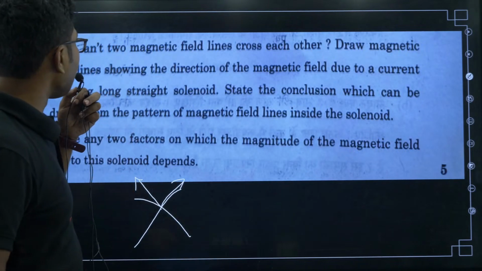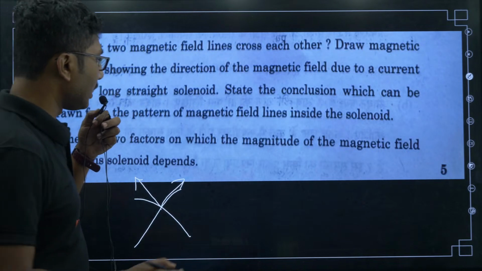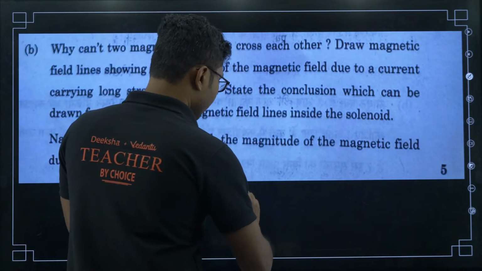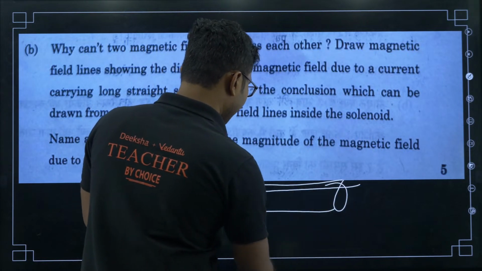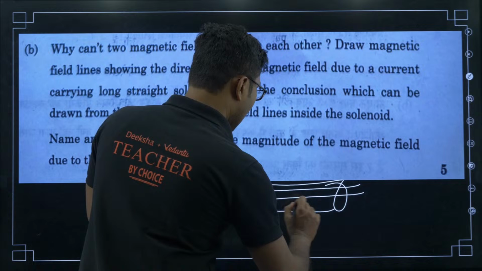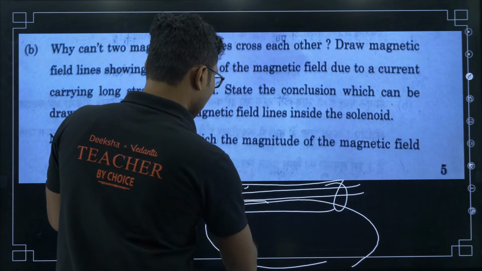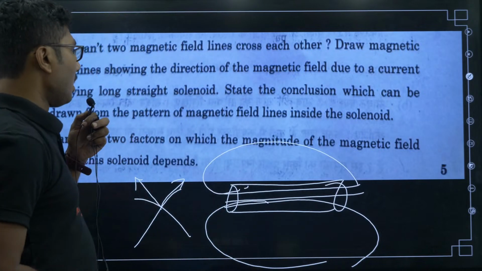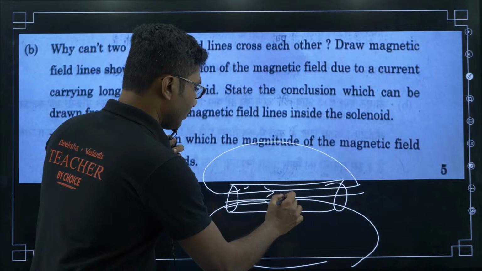Draw the magnetic field lines showing the direction of magnetic field due to a current carrying long straight solenoid. We know that in a solenoid, magnetic field lines are parallel inside at the center, and outside they behave like a magnet, right? These are also common diagrams. Now you can show whatever direction you want.